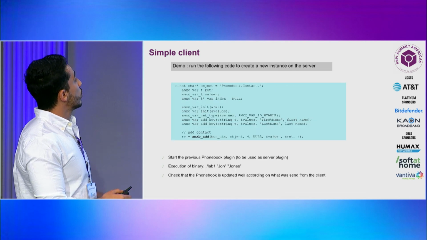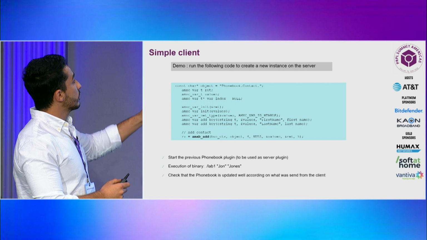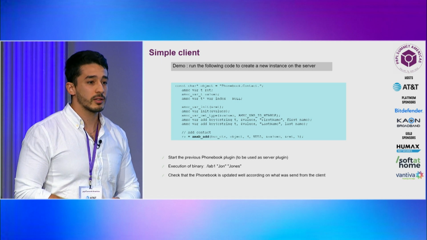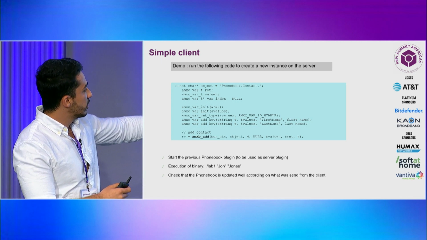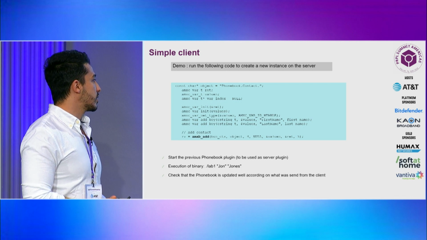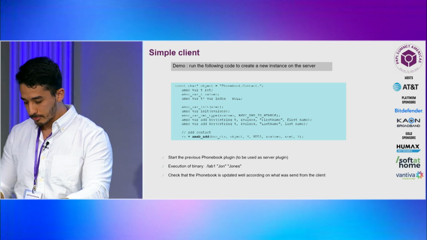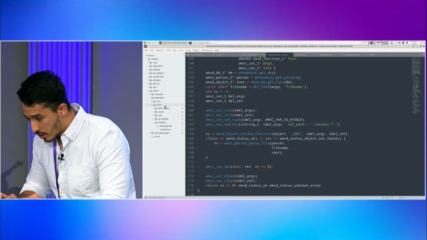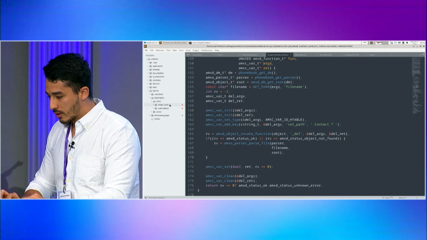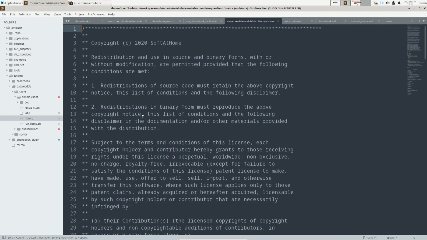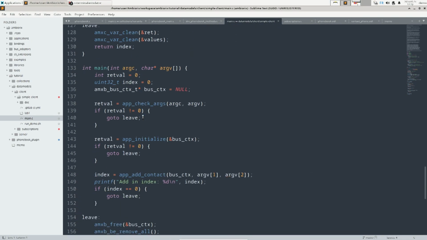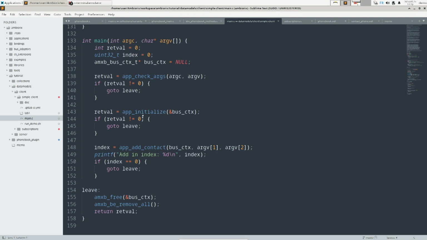In this demo, our client will send a request to our phone book service to create a new contact by specifying, for example, John Jones as first name and last name. To do so, you can go to the demo and see our client. To define a very simple client without using an ODL file, first of all, we need to initialize the client, the connection to the bus, and then execute the different actions.